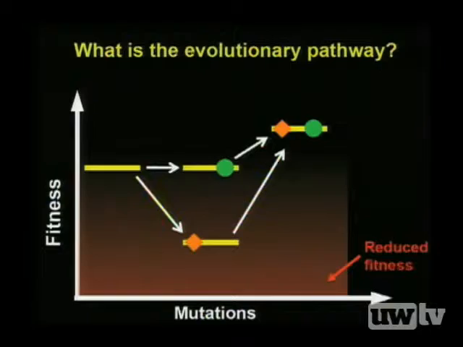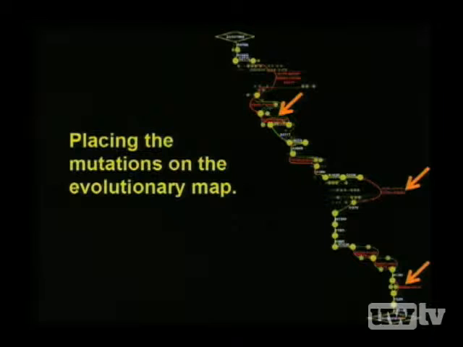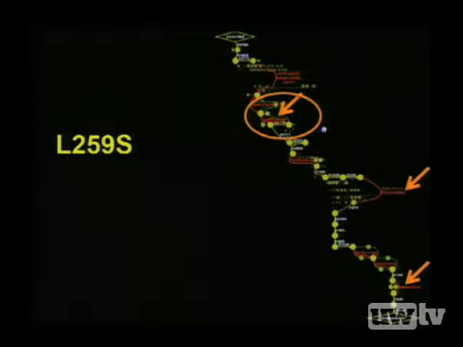So here we can now go back to this evolutionary map that we're able to build for this virus. And on this evolutionary map, which shows all of these 39 mutations, we can draw arrows to indicate where each of these three epistatically constrained CD8 T cell escape mutations occurred. And then we can zoom in on the portion of the map and do some experiments to figure out what actually happened. So the first mutation that I'm going to talk about is L259S.